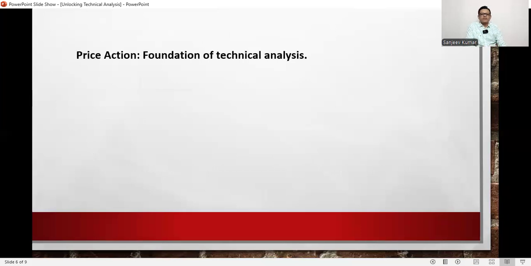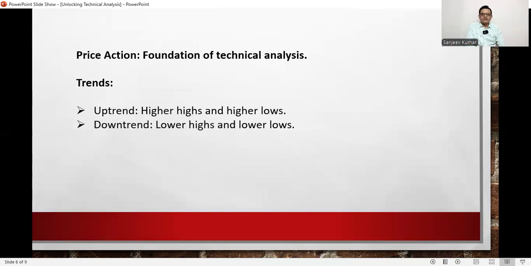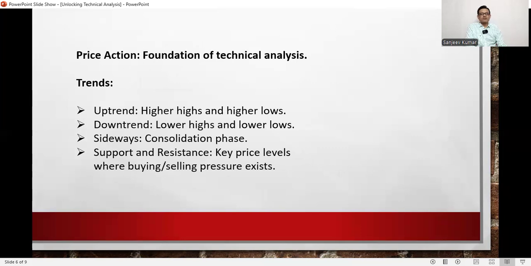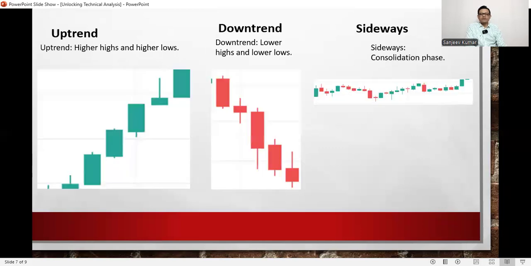Price action, a foundation of technical analysis. This is the important point. Trend. What is trend? There are three types of trend. One is uptrend, higher high and higher low. Second is downtrend, which means lower high and lower low. Third is sideways, the consolidation phase. And one crucial thing, support and resistance. In the next video, I am going to give you the details.